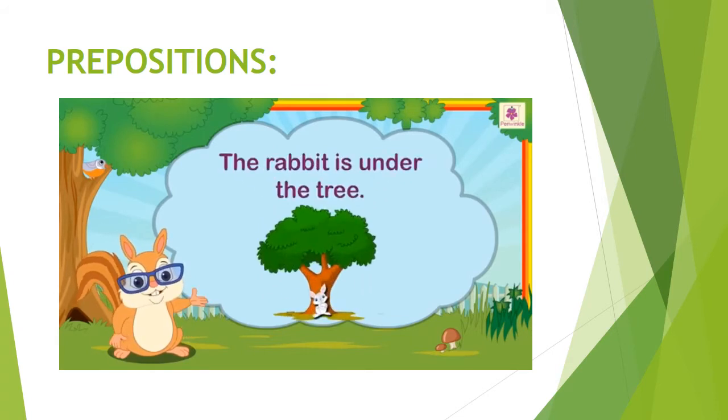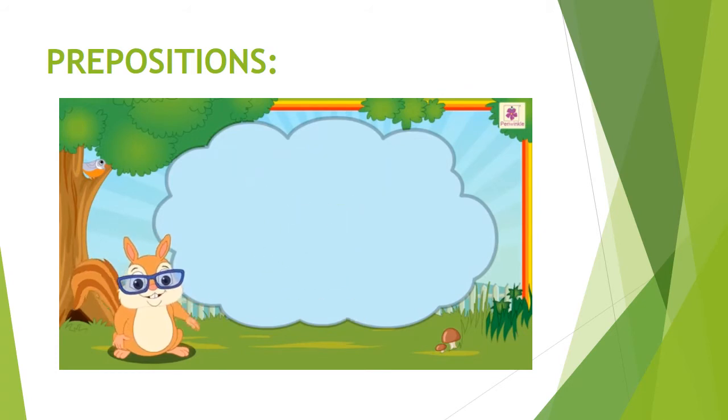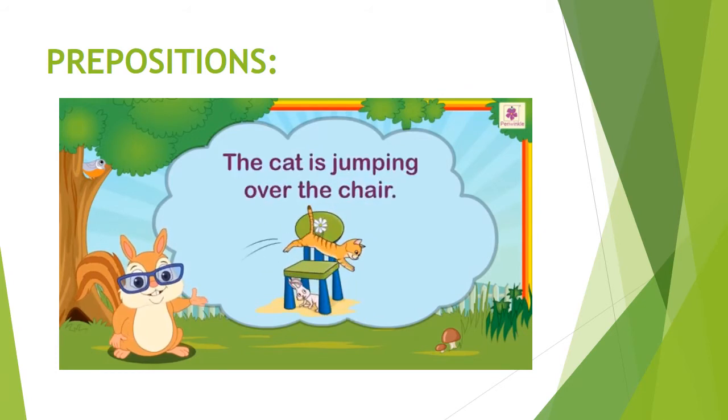The rabbit is under the tree. Here, under tells us where the rabbit is. So, under is a preposition. The cat is jumping over the chair. Here, over tells us where the cat is. So, over is a preposition.